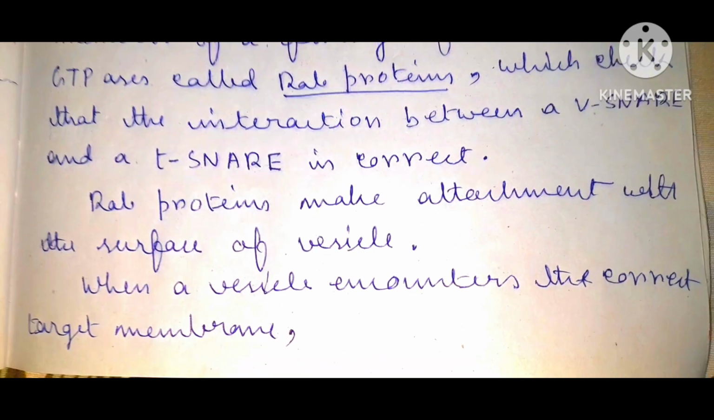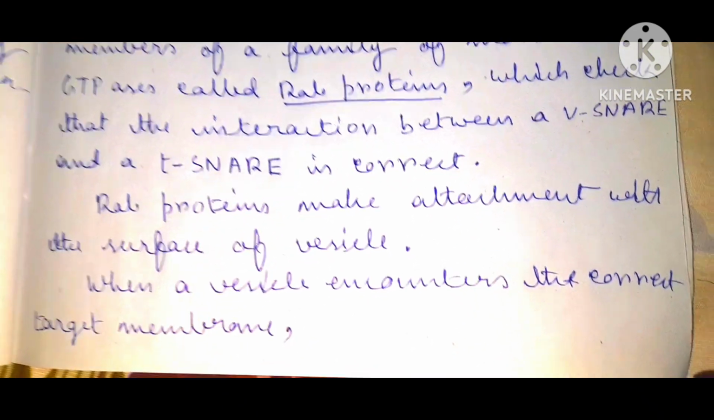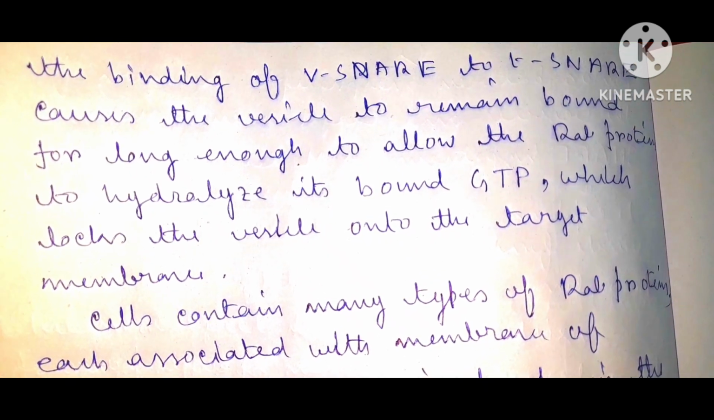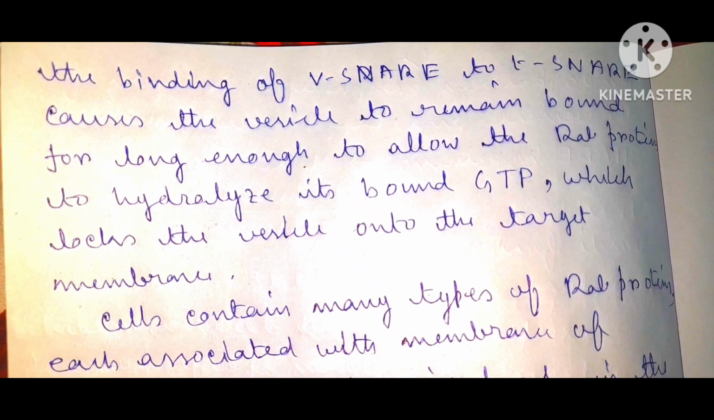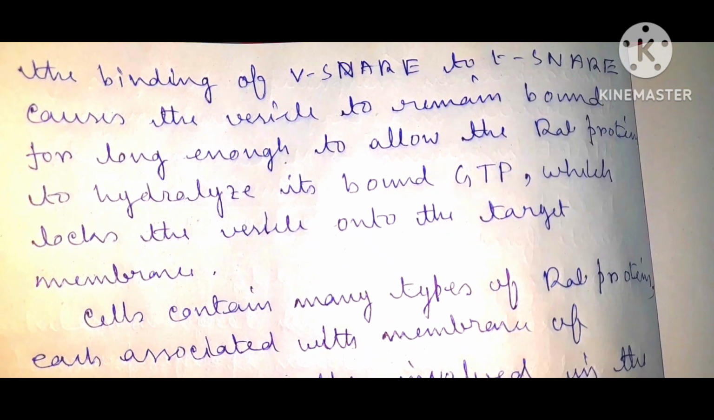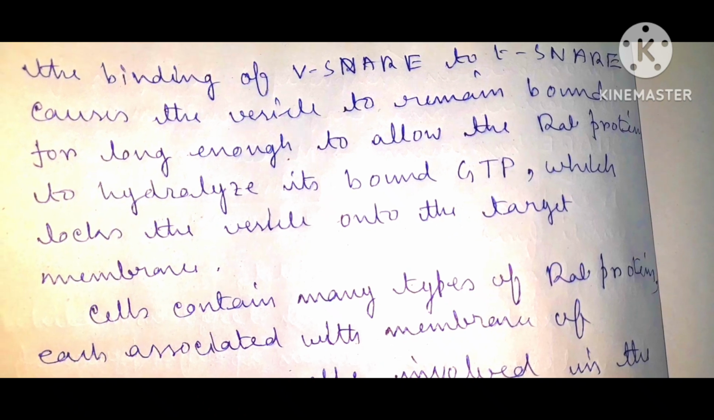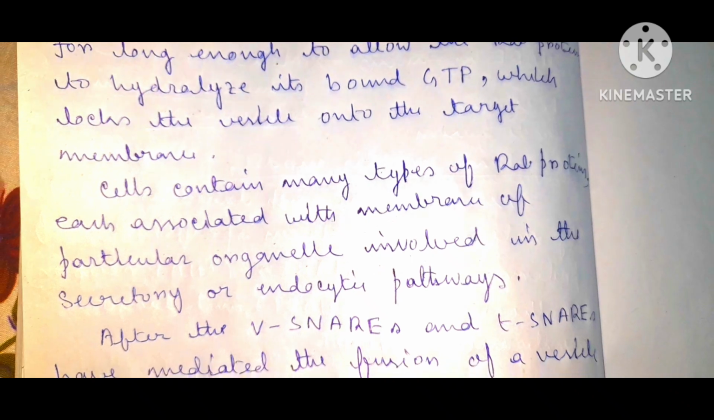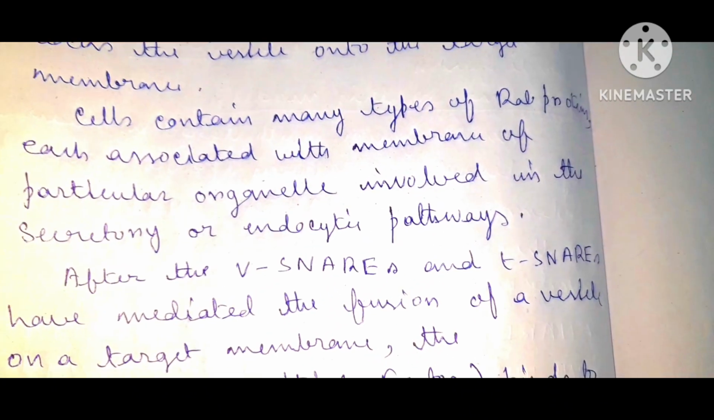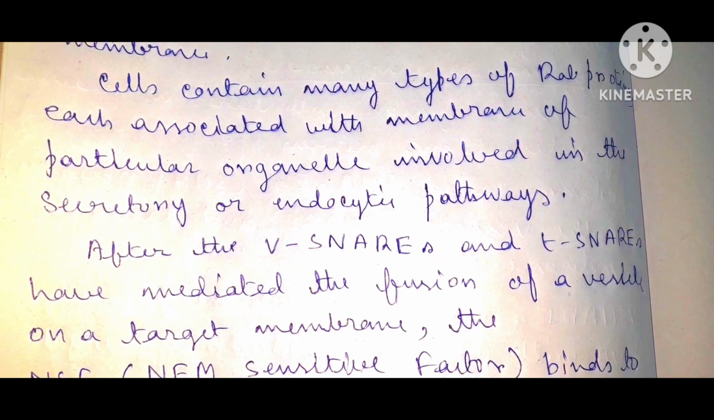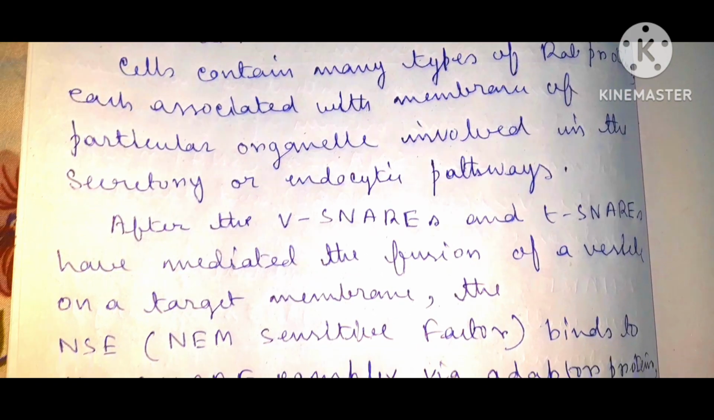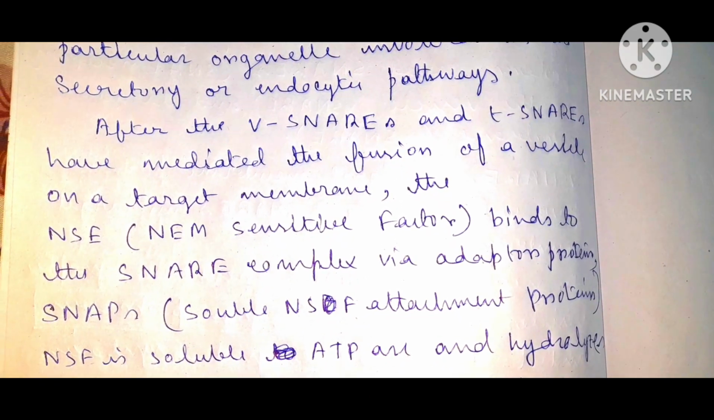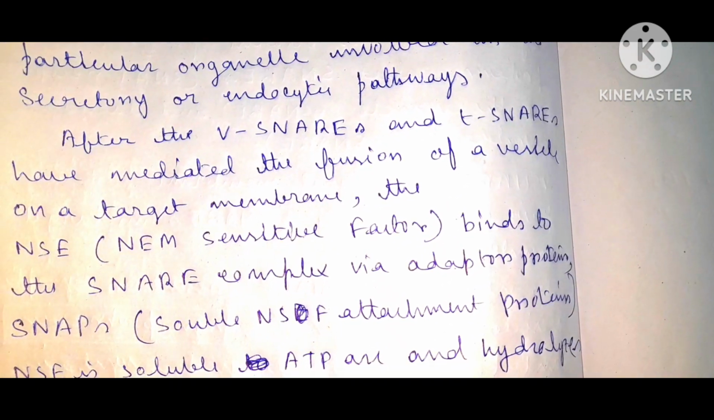When a vesicle encounters the correct target membrane, the binding of v-SNARE to t-SNARE causes the vesicle to remain bound long enough to allow the RAB protein to hydrolyze its bound GTP, which locks the vesicle onto the target membrane. Cells contain many types of RAB proteins, each associated with the membrane of a particular organelle involved in the secretory or endocytic pathway.